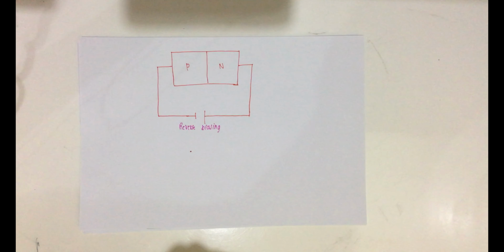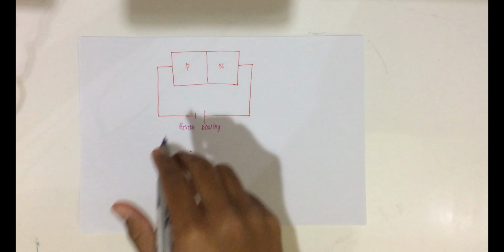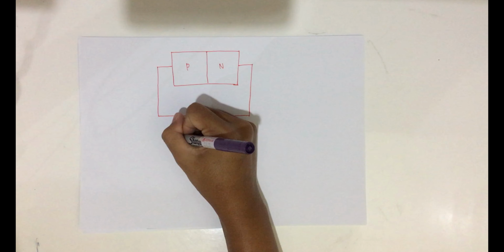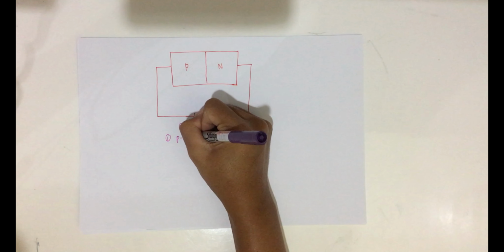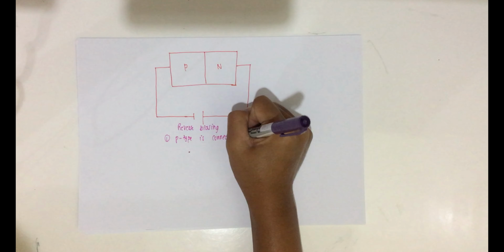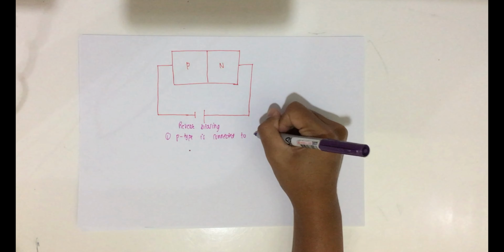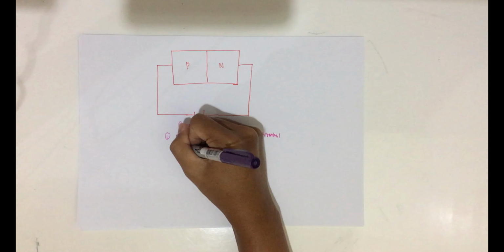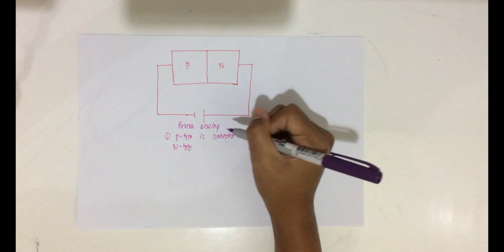As we know that in forward biasing, the P is connected to positive and N is connected to negative terminal. But for this reverse biasing, it is the opposite of forward biasing, which is first the P-type is connected to negative terminal, and for the N-type, it is connected to positive terminal.